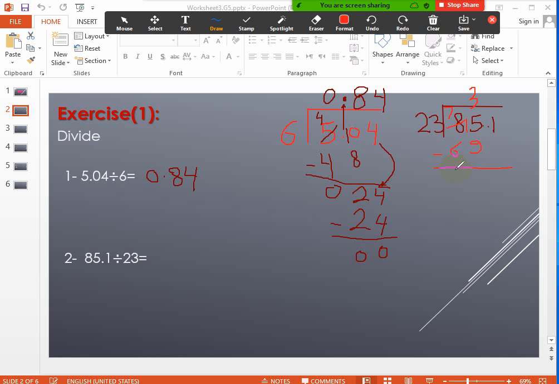Ghuzlan, are you with me? Very good. 6. Now 7 minus 6. Very good. Thank you, Ghuzlan. The number left with me is 16. Now I have the decimal point. Who will help me?